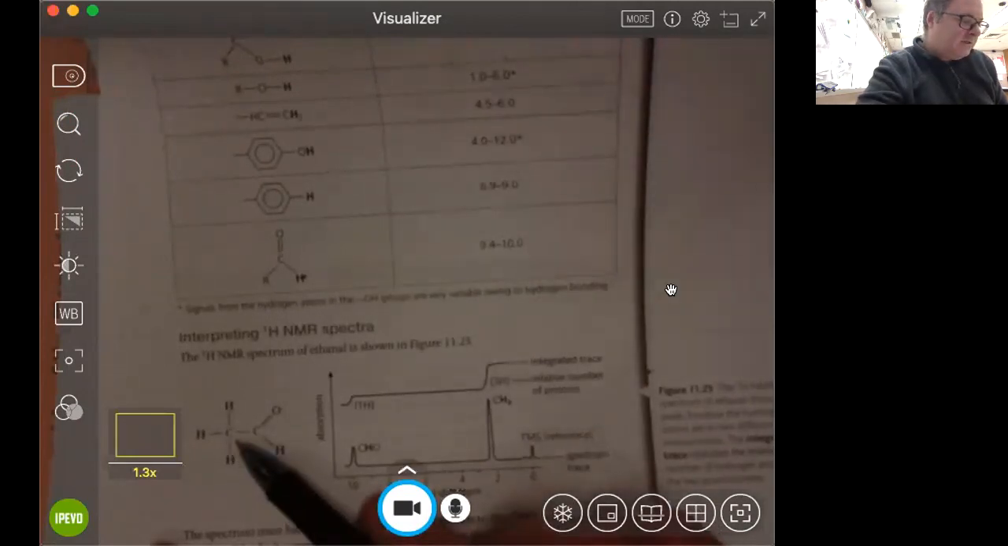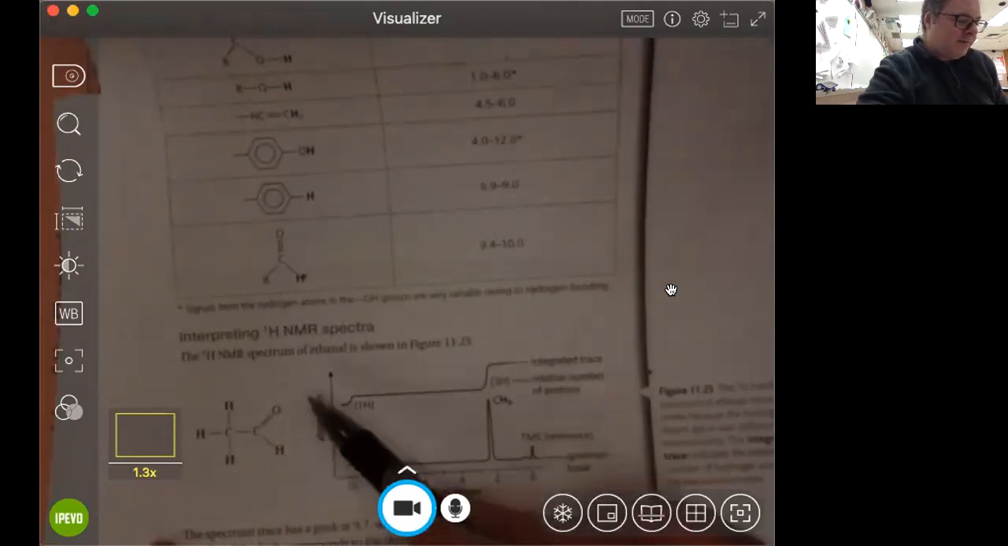The way you'll know is usually they'll give you something, like they may give you the actual formula, and then you have to figure out where everything goes. So this may say something like C2H4O, and then you would be able to figure that out. Some other things with this is the integrated trace. So that and that ratio tells you the ratio of hydrogens from this peak to hydrogens of this peak.